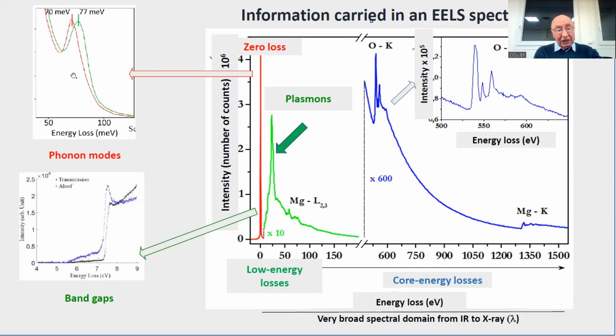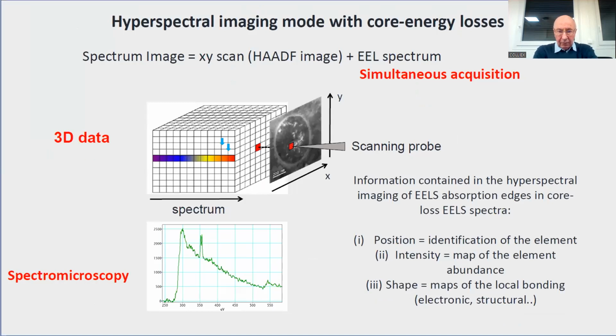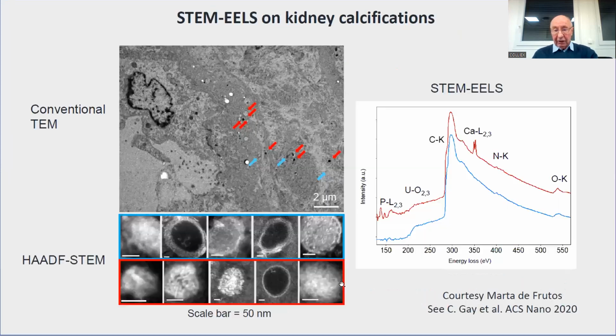You can look at energy loss and peaks down to 70 and 77 millivolts, and you can discriminate them. So here we are. First one, hyperspectral mapping of energy loss. There you have a specimen, then you shine the probe on the specimen, and for each position you record data. And as I already said, the information is from the position, the intensity, and the shape of these edges.